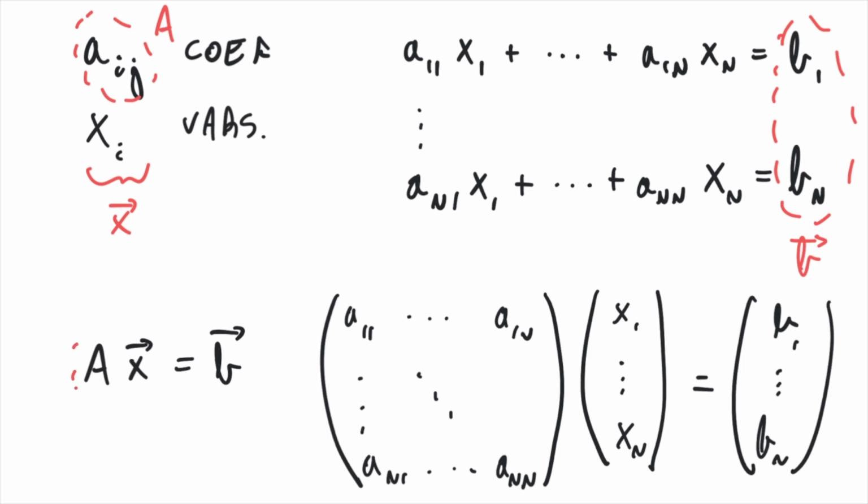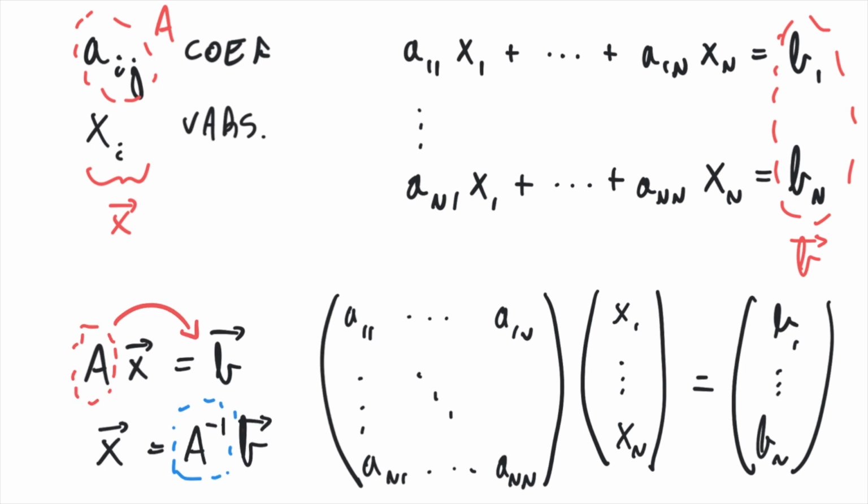Now, solving this equation is all about moving A to the other side so that we can write x equal A to the minus 1 times b. But for that, we need to define what the inverse of a matrix is. Because of course, we did define the product of matrices, or matrix times vector, but we did not define the division. To define the division of matrices, or the inverse, let's say we have an A that has dimensions n times n.